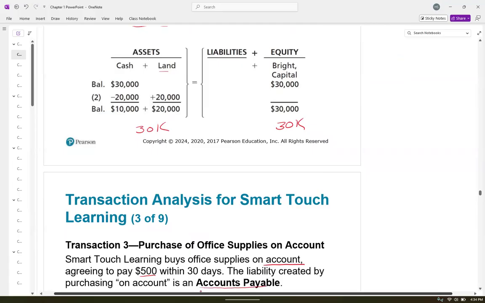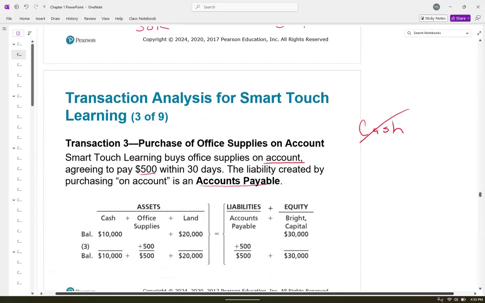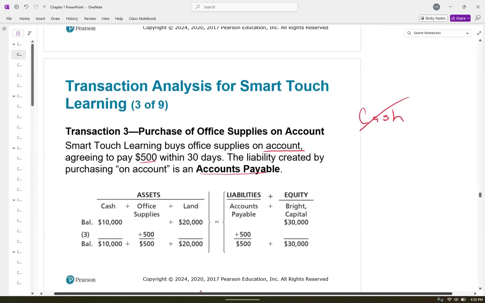So remember I told you, figure out cash. Is cash involved here? There is no cash involved in this transaction. They bought supplies. Supplies got delivered to their place of business, and they are going to pay for them later on. So cash is not affected here. What kind of asset did we get? We got supplies. So we have another category, and you could say supplies, office supplies works too.